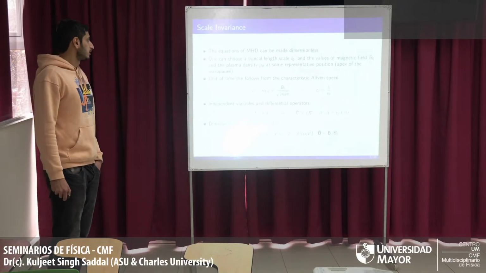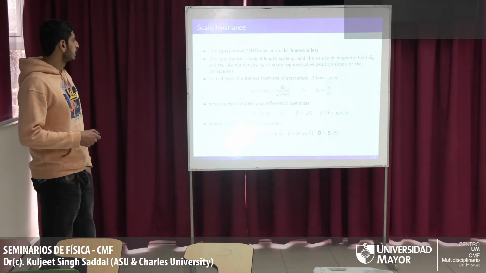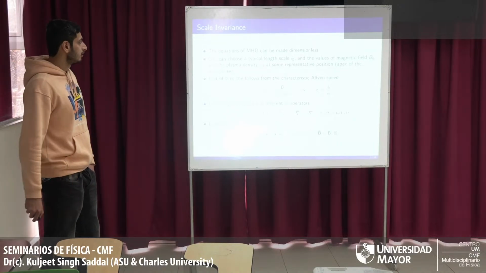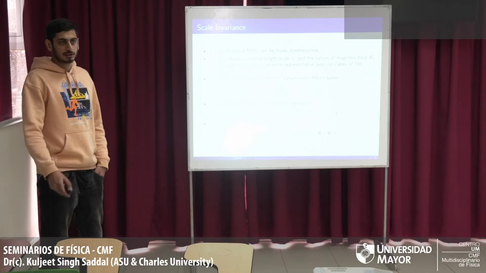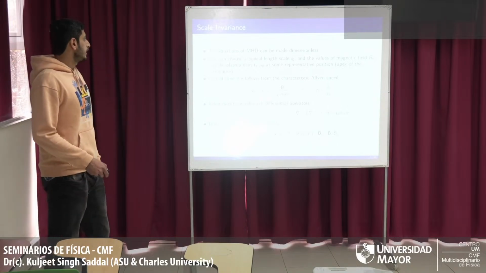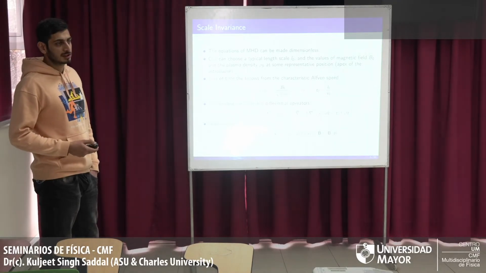So that is scale invariance. To make it dimensionless, we should have the typical scale of the system, and we should have the typical values of magnetic field and plasma density at some representative position, which in our case is the apex of the astropause. This is the point which I indicated before. These values can typically be obtained through observations or through literature.